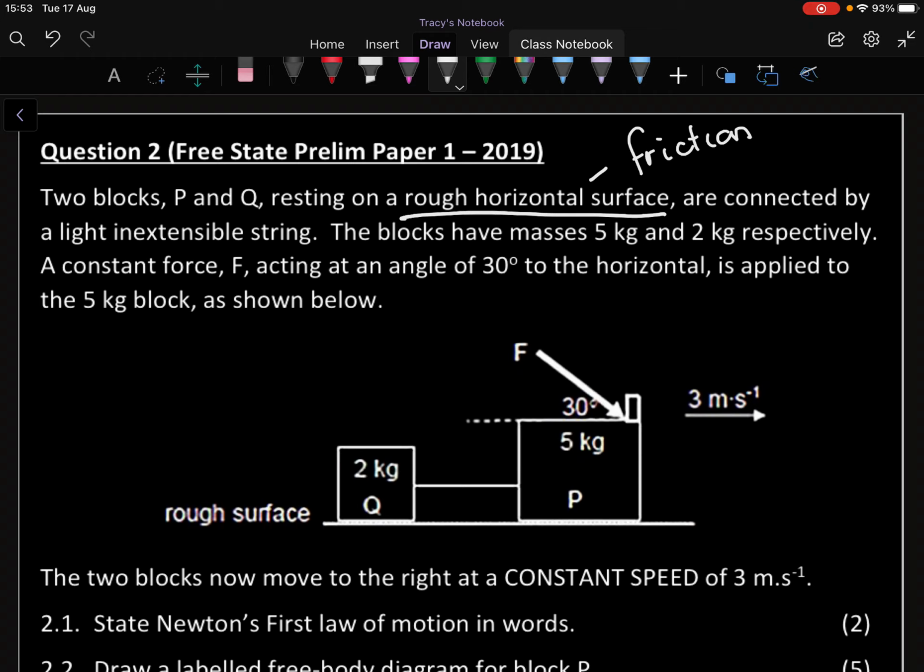And there's a constant force of F, we don't know what F is, acting at an angle of 30 degrees, which is applied to the 5 kilogram block as shown. Then they tell you the two blocks move to the right at a constant speed. What that means for us is a equals 0. So at the moment, F net on my blocks is 0. There's no resultant force.